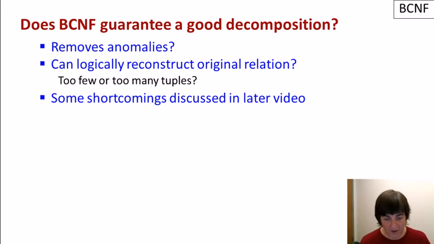So BCNF seems great. We just list all our attributes and a few functional dependencies, and the system churns on it, and out comes a wonderful schema. And in general, that actually is what happens. In our student example, that worked very well. There are, however, some shortcomings of BCNF, and we will discuss those in a later video.